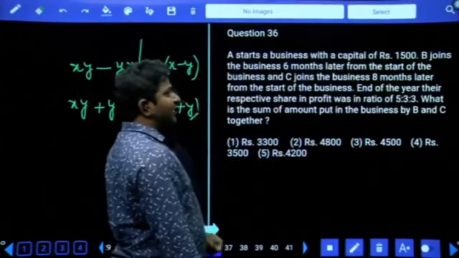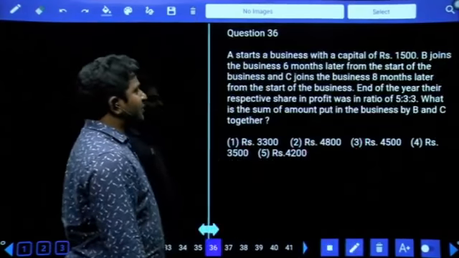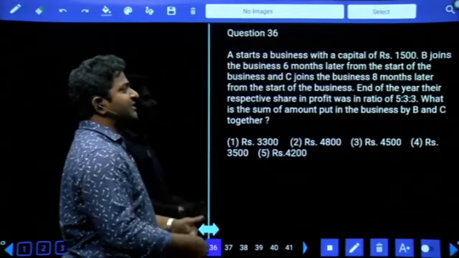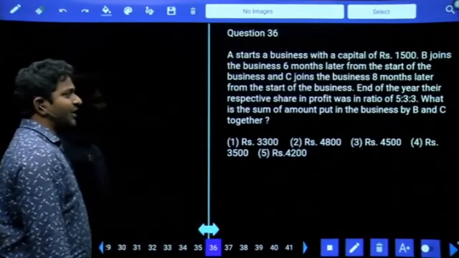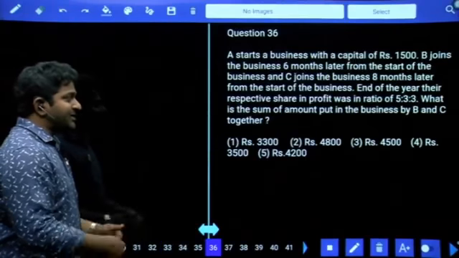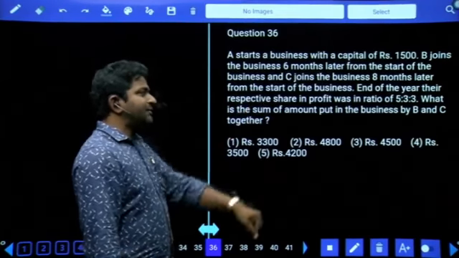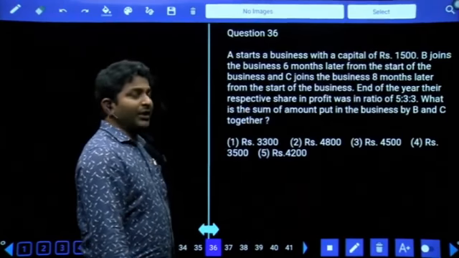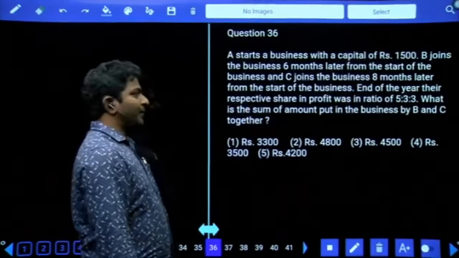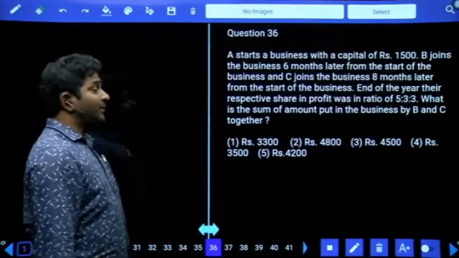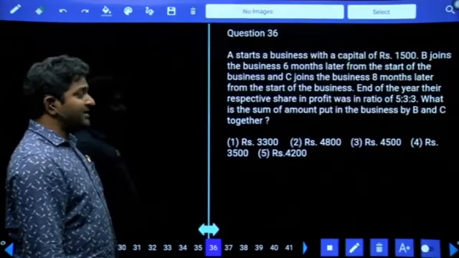A starts a business with a capital of 1500. B joins the business 6 months later from the start of the business and C joined the business 8 months later from the start of the business. At the end of the year, their respective shares in profit were in the ratio 5:3:3. What is the sum of the amount put in the business by B and C together?